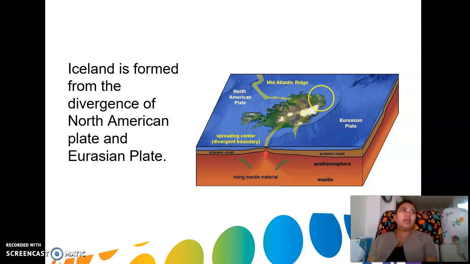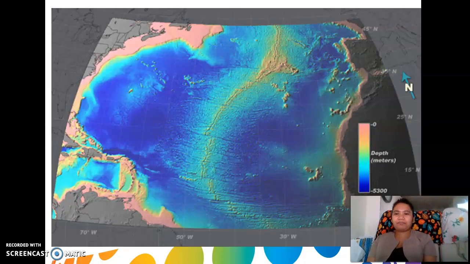But in some cases the magma is not continuously released at that particular portion. Thus, it will just stay on the ocean floor and form a series of little mountains, a series of little volcanoes on the ocean floor.